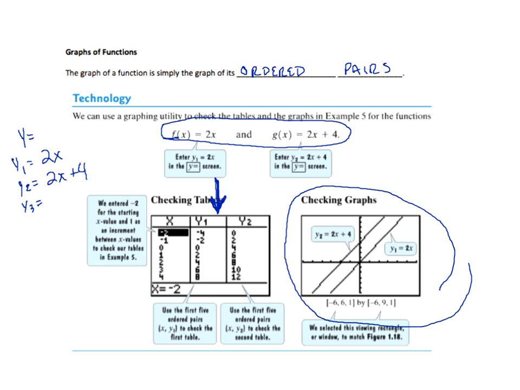When it sets up a multiple function table, your calculator uses the same x input value to give you the output value for both of your functions. So what this first line here says is when I threw -2 in as my input value, for my first function, 2x, I get out -4. For my next function, 2x plus 4, I get out 0. That's how you read these tables.